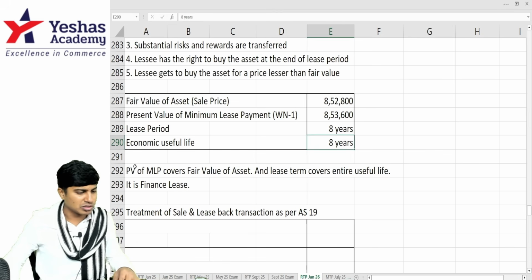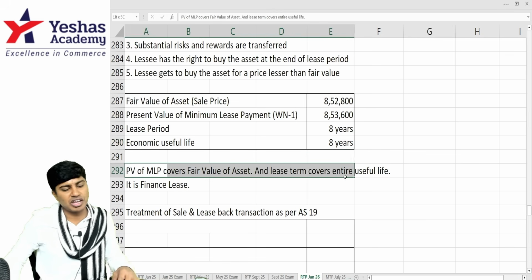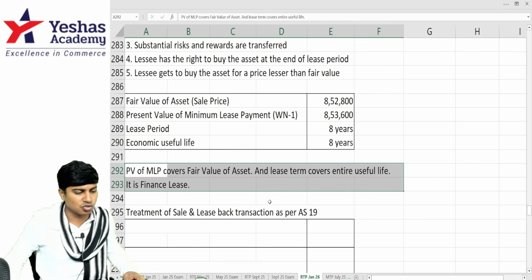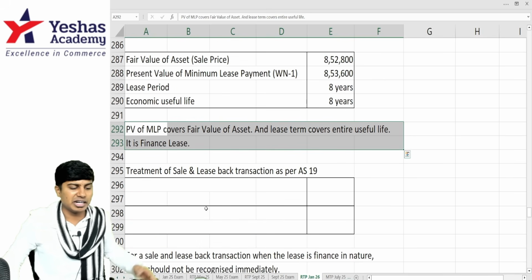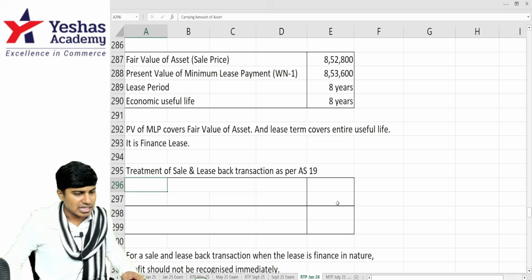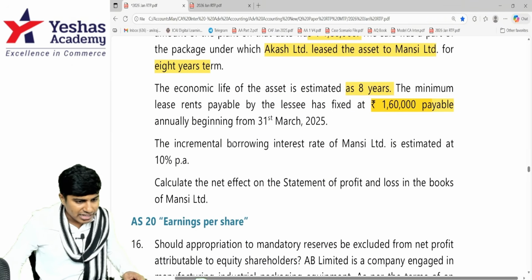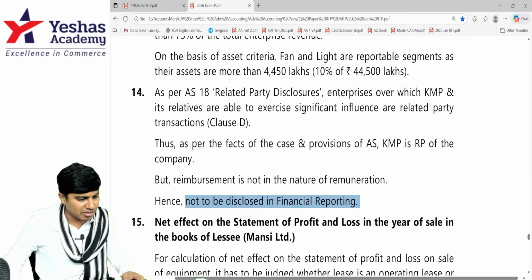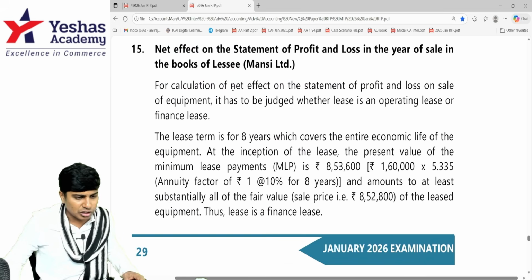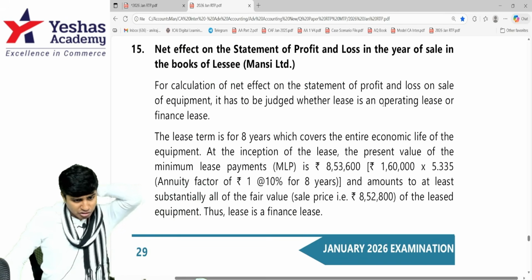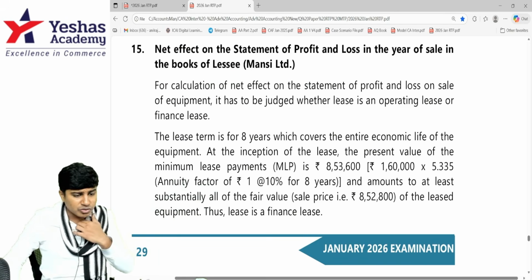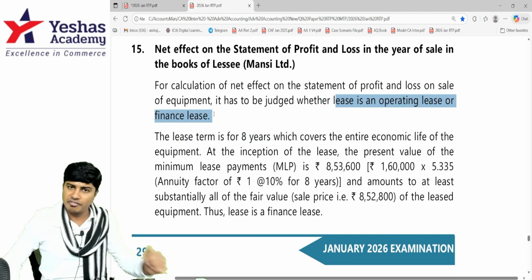What is the lease that it follows? Present value of MLP covers fair value of the asset and the lease term covers the entire useful life. It is what lease? Finance lease. I've sold the asset and I've taken it back on what lease? Finance lease. So the incremental borrowing interest rate is determined at 10%. That's basically the rate that they're telling us. Calculate the net effect on statement of profit or loss. See the answer that they've given here. What have they told here? For the calculation of net effect on statement of profit or loss, it should be judged whether the lease is operating lease or finance lease.